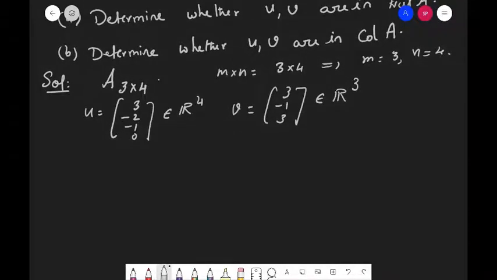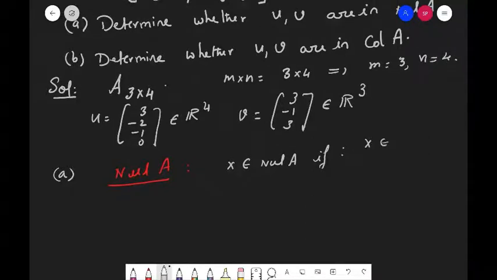Now let us look at part a. Part a is to determine whether u and v are in null A. So a vector x is in null A if it satisfies two conditions. Number 1, x belongs to Rn, which here is R4. And number 2, Ax is equal to 0. These are the two conditions.